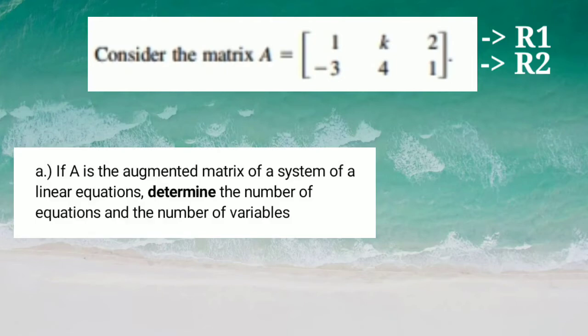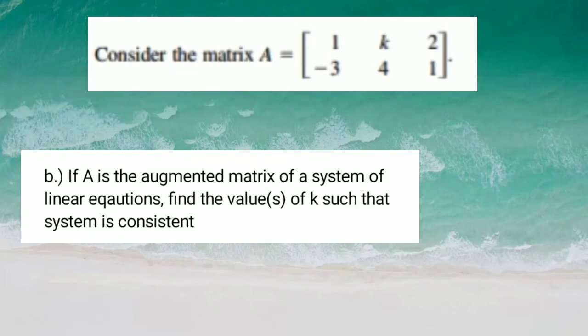If A is the augmented matrix of a system of linear equations, determine the number of equations and the number of variables. Since the number of rows in the matrix corresponds to the number of equations of the system, we will have two equations, because here we have two rows where R1 is 1, K, 2 and R2 is -3, 4, 1. So two rows is equal to two equations. And the number of variables is equal to one less than the number of columns. So we will have two variables.